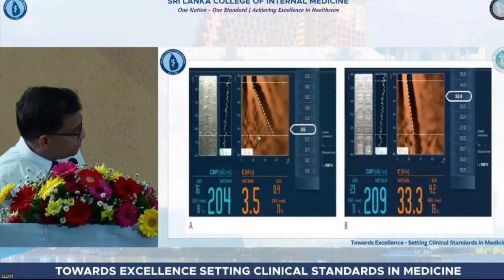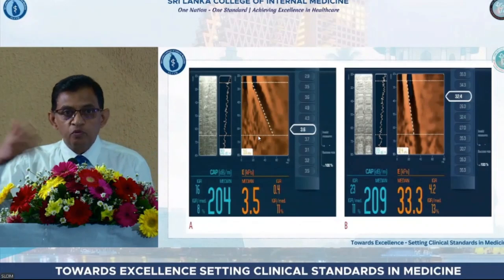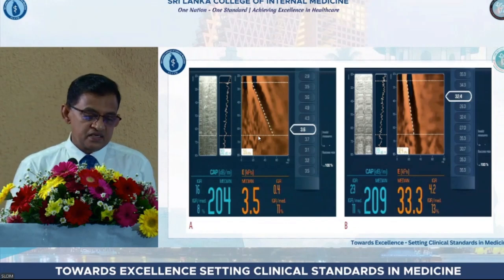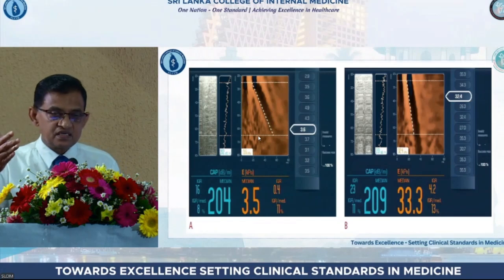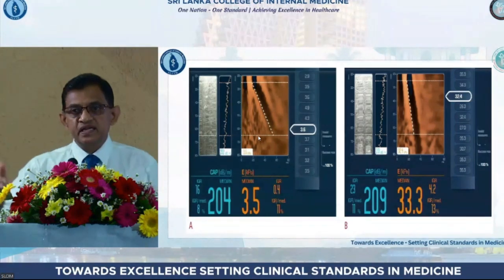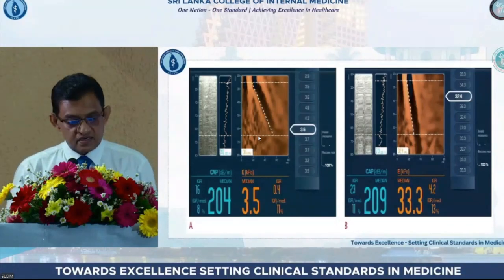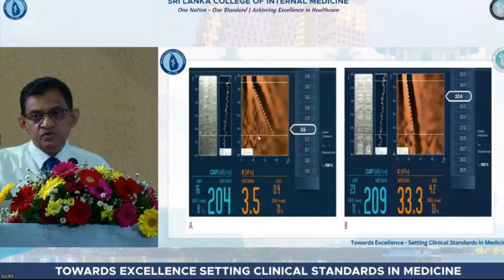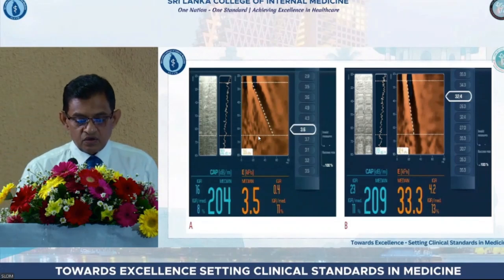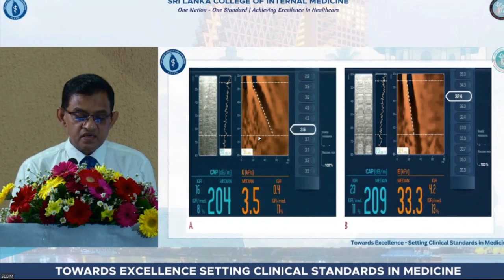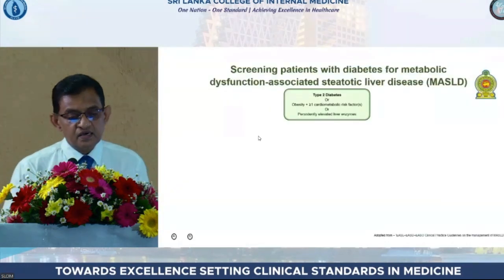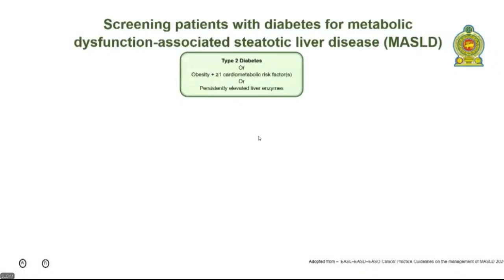So this 204 is the CAP, it's a measure of steatosis, how much fat is there. Then 3.5 is the liver stiffness. That's the important figure, the number here. If it is more than 8, then there is fibrosis and that patient needs liver specialist referral. So 3.5 is fine and 33 is cirrhosis. So above 8 is fibrosis, above 20 cirrhosis. The second picture on the right side is a report of a patient with cirrhosis where the fibrosis score is 33. So screening patients with diabetes, this is what I'm going to concentrate on now.